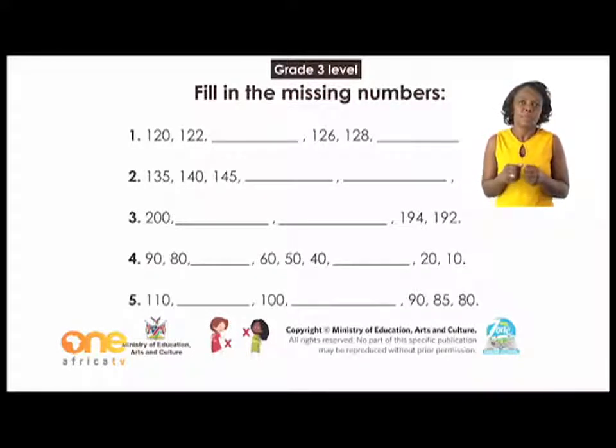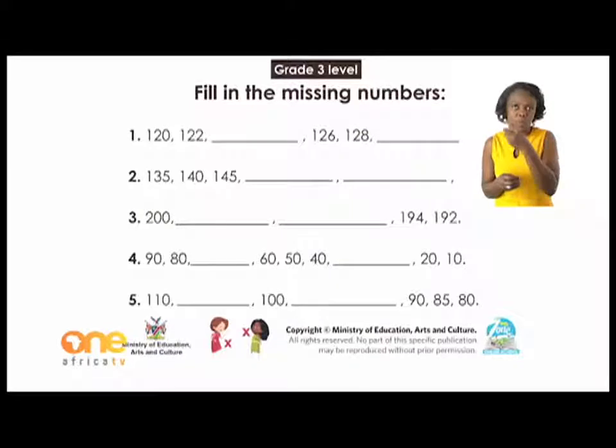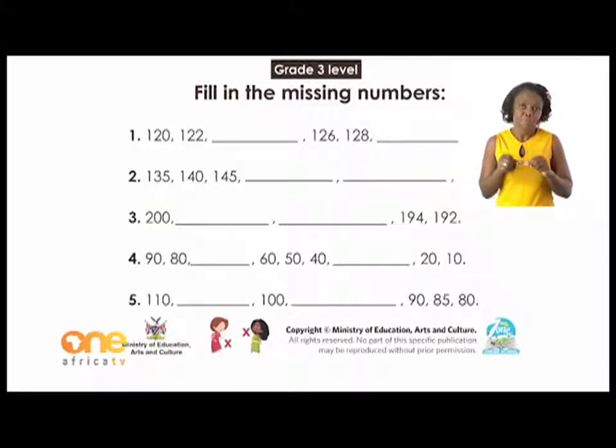Now let's see number 2. 135, 140, 145. What are they counting in? Are they still counting in 2? No. So find out in which number are they counting in. If they are counting in 5, then continue filling in the 2 numbers. And you continue to number 3.